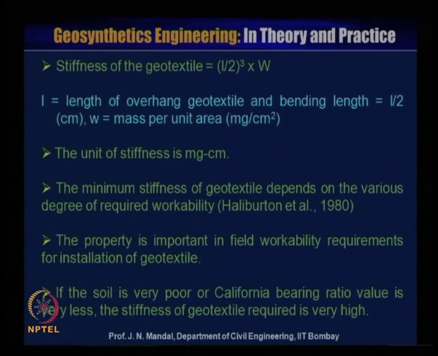If the soil is very poor, or the California bearing ratio value is very low, the stiffness of the geotextile required is very high. So when we select the stiffness of the geotextile material for any project, that also depends upon the type of the soil, its California bearing ratio or undrained shear strength. So this is all I had to say about the physical properties.